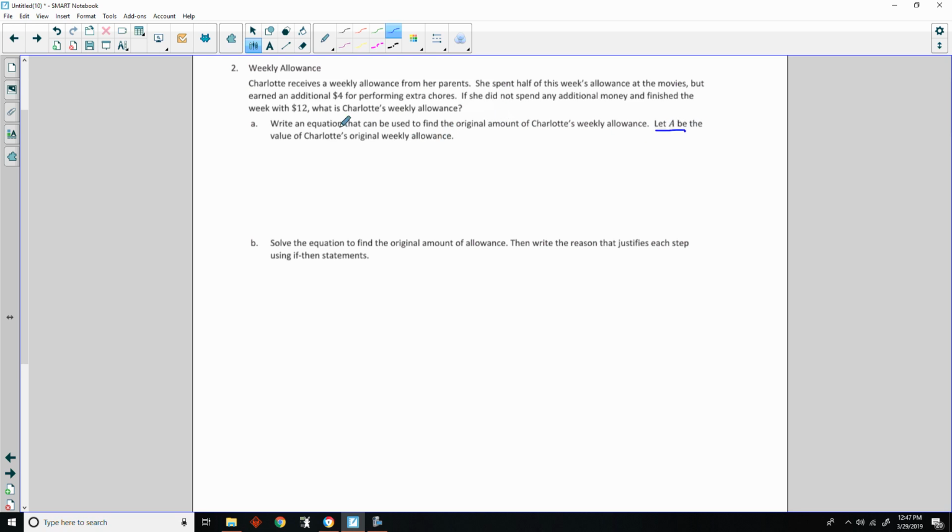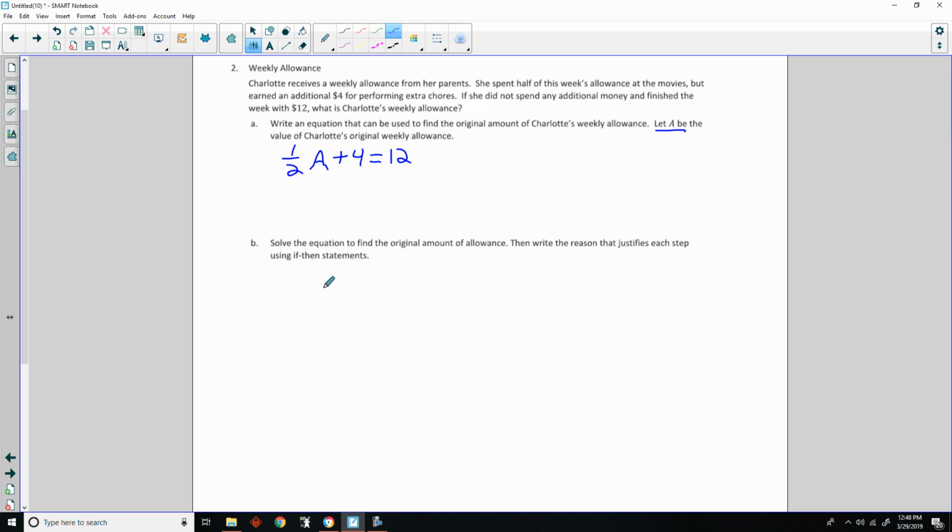Okay, so there's our variable, and it says if she did not spend any additional money and finished the week with $12, what's her weekly allowance? So if I want an equation, I know that it's going to equal 12 because that's how much money she had at the end of the week. She made an additional $4 for doing extra chores, so that $4 is a constant. She spent half of this week's allowance that we don't know the value of, and A is her allowance, so that would be 1/2 A. So half of her weekly allowance, then she made $4, and then she ended up with 12.